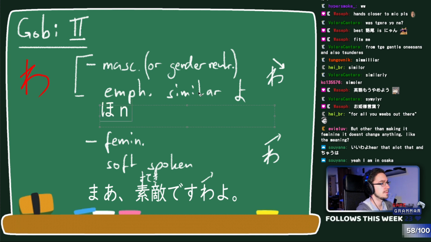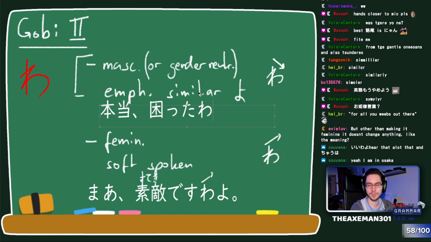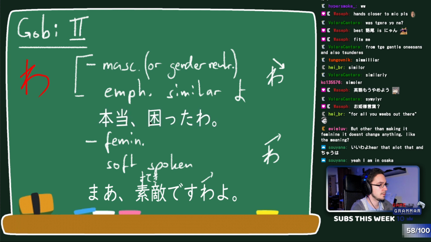So you might hear something like honto komatta wa, and it kind of drops. Honto komatta wa. It's like, oh man, I'm stuck, I'm troubled, I'm in trouble, something like that, right? I'm really troubled. Honto komatta wa. You might hear people say something like this all the time. Male speakers and female speakers, for that matter. So honto komatta wa. That would be more of an example of the other one.